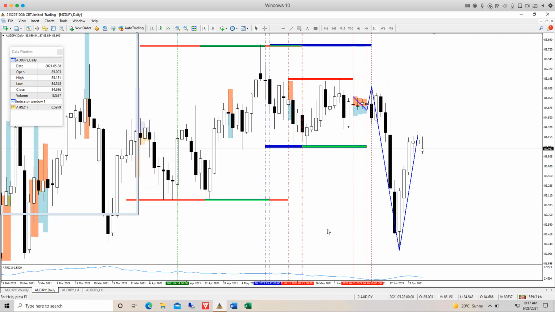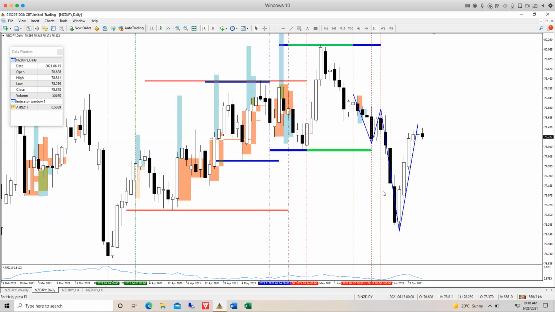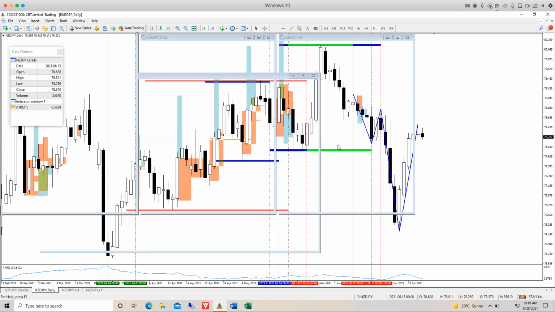Right. So same thing on Kiwi. It's almost a carbon copy. The difference here is it's even encroaching on that previous wave, so it's a little bit weaker even than Aussie Yen. Right, so Euro crosses next.